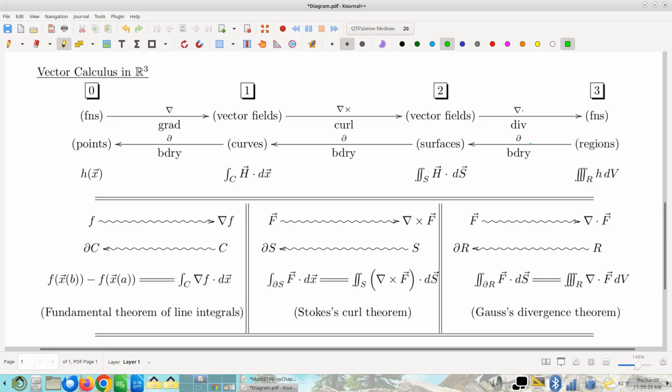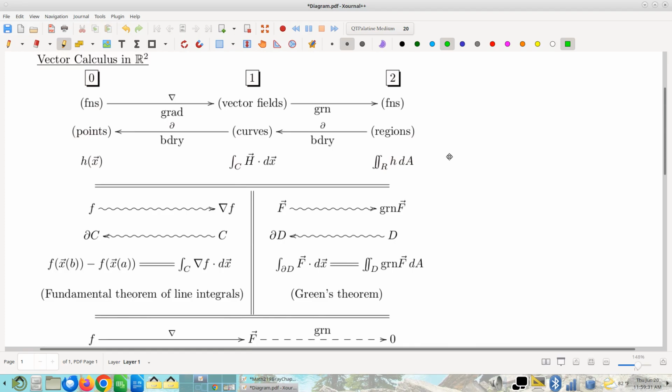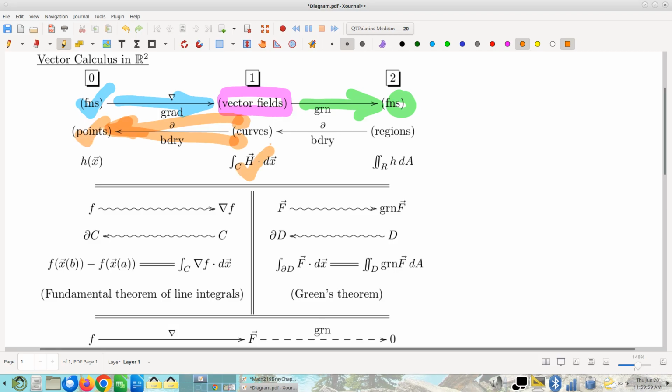So you'll recall that I talked about back in 2 dimensions that there are special vector fields. The special vector fields are the ones for which Green's operator gives you 0, namely they are irrotational. They are the ones that are gradients of some function, namely they are gradients. They are the ones where if you take 2 curves with the same boundary points, you'll always get the same value for the line integral.